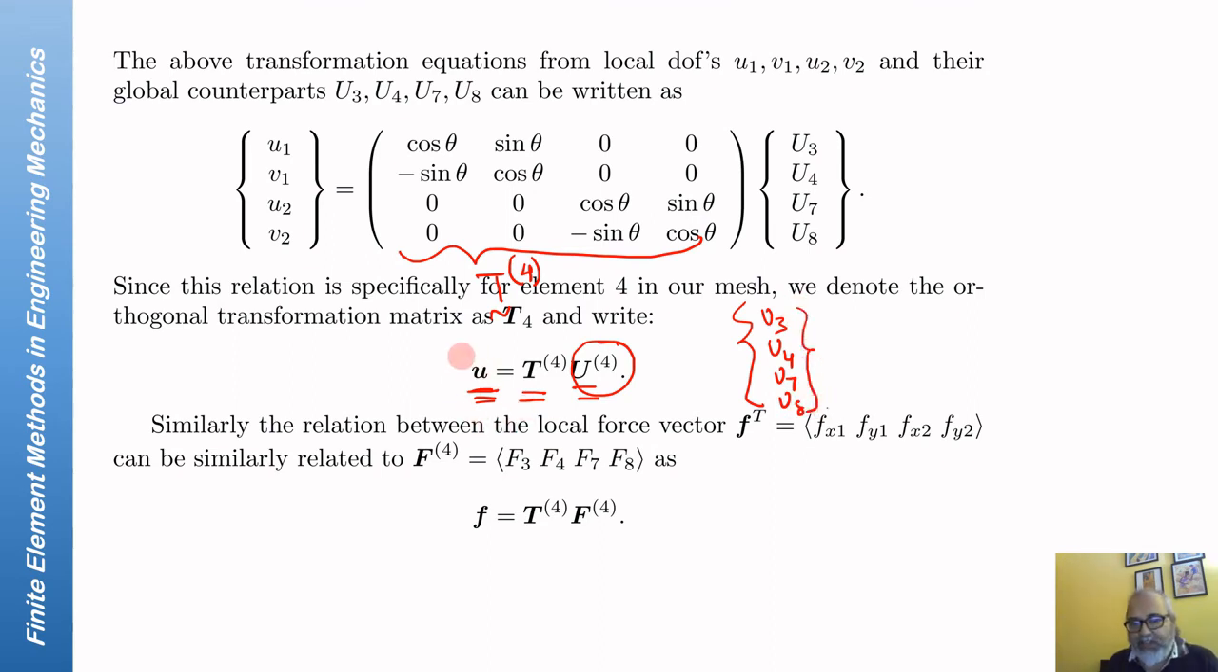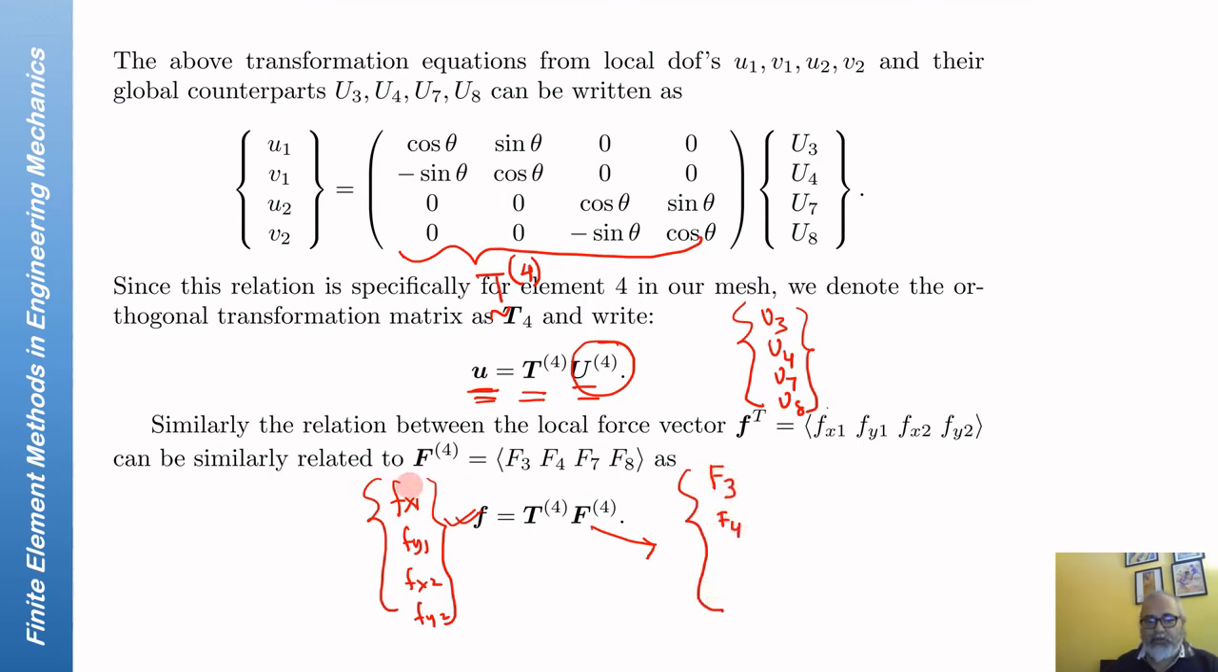Similarly, for the degrees of freedom, we have this relation. We should have the same relation for the forces, which are also vectors. So this force is my local force vector, which is fx1, fy1, fx2, fy2, which is associated with the global force vector, which will in this case be f3, f4 for the first degree of freedom, and f7, f8 for the second degree of freedom. For this particular problem, all these are 0, but that doesn't matter. We still can write the force in this form.